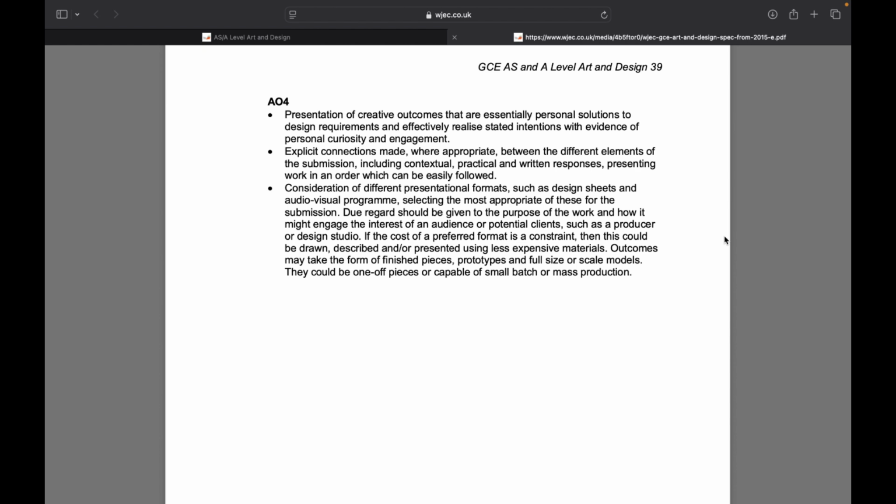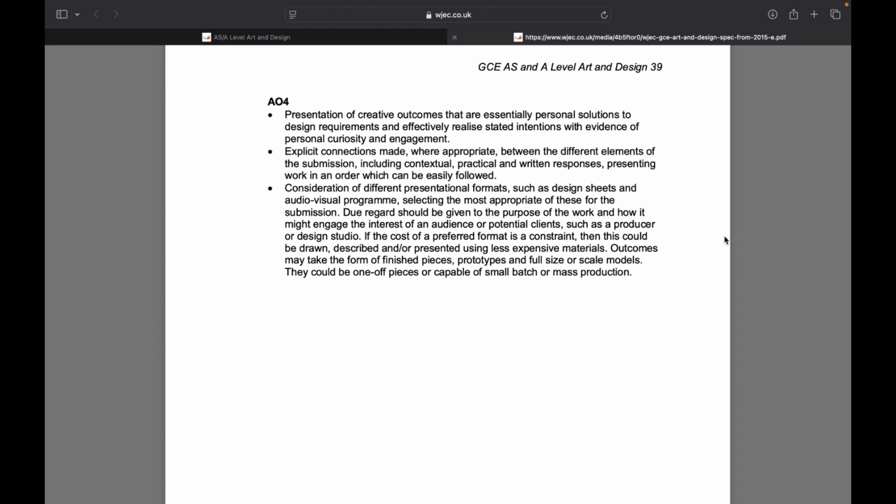Are you making connections between the different elements of the submission? Are you making sure that you flow throughout your work? I keep going on, but that is probably the most important thing to reference within AS and A level art and design. You need to show it like a story. And have you then considered a different presentational format, such as design sheets, audio-visual program, selecting the most appropriate for the submission?